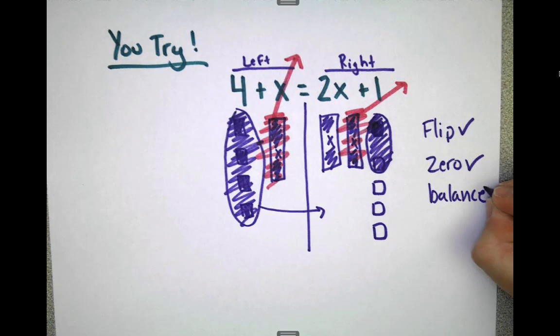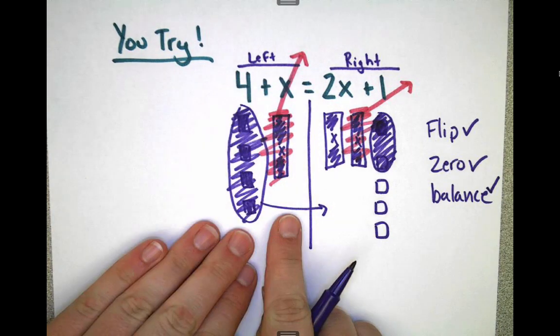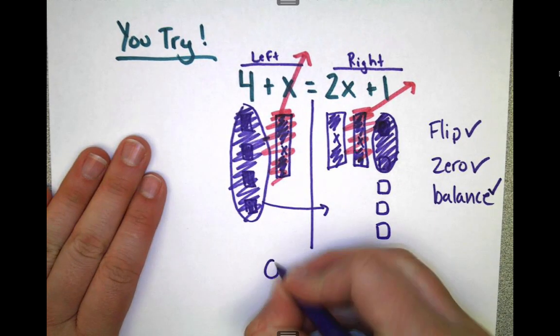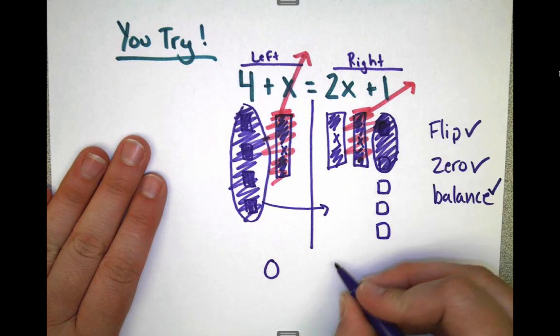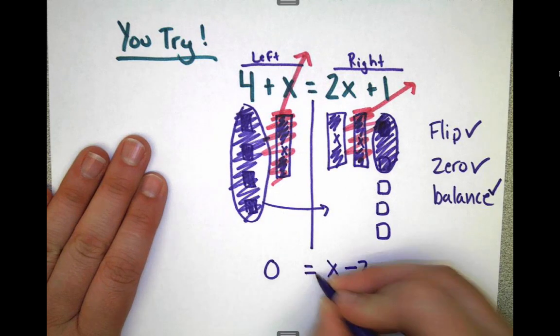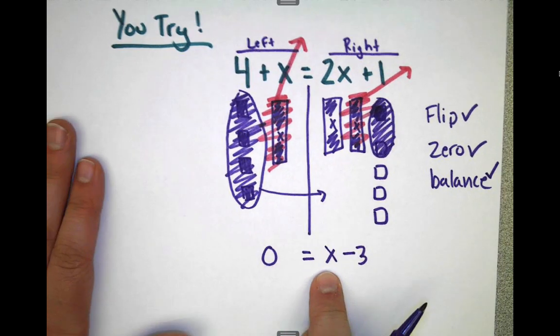But look what we've done. We've balanced, but look what we're left with. What's on the left-hand side? There's nothing. We've totally taken everything away. There's a big 0 over here. What's on the right-hand side? Well, we have an x and we have a -3, 3 negatives. So this is what we have right now. 0 equals x minus 3. That's not an answer for x.